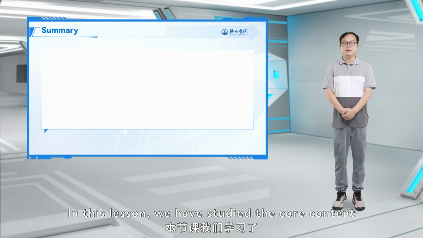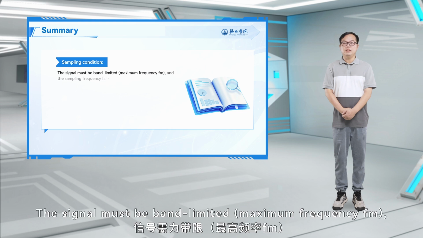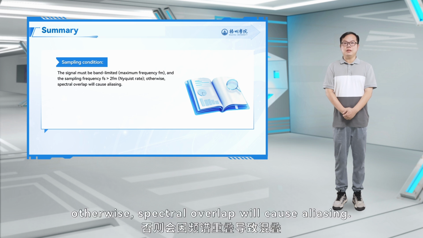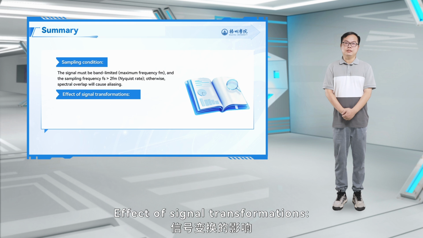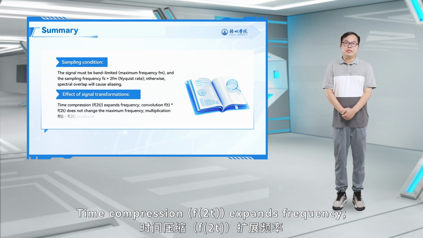In this lesson, we have studied the core content of the time domain sampling theorem. Sampling condition. The signal must be band-limited, maximum frequency FM, and the sampling frequency Fs is greater than 2 FM, the Nyquist rate. Otherwise, spectral overlap will cause aliasing. Effective signal transformations. Time compression f of 2t expands frequency.